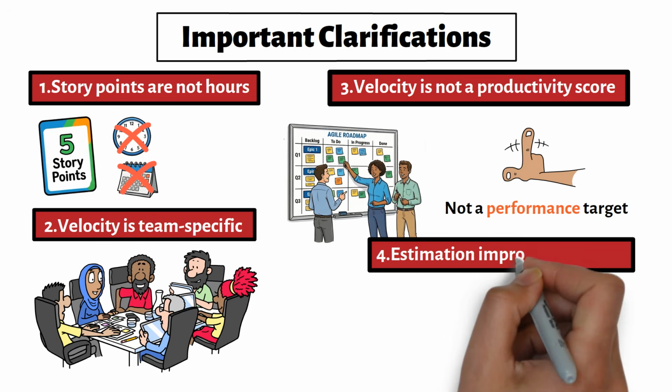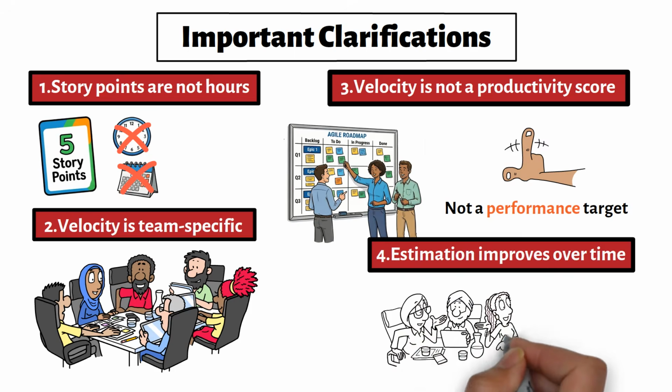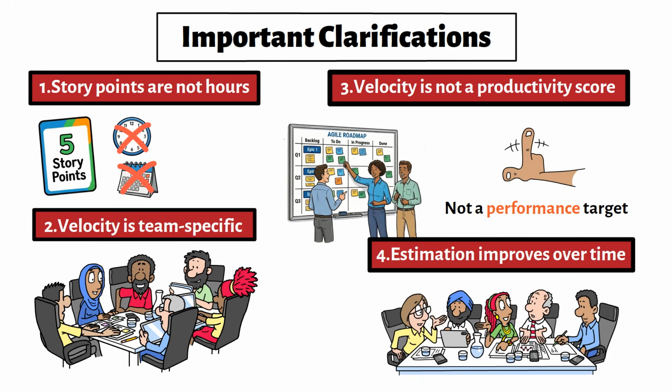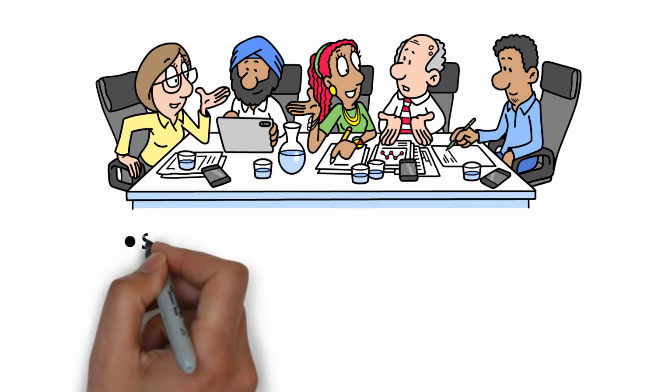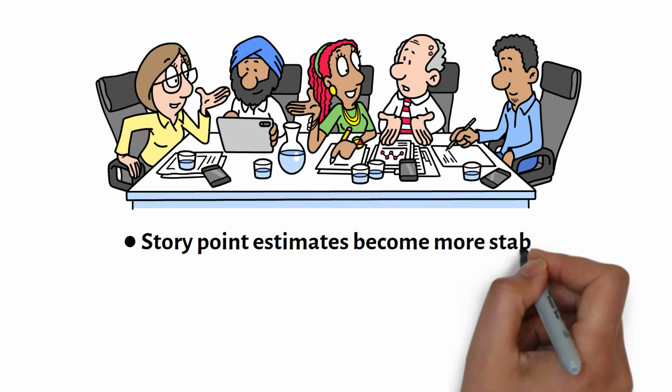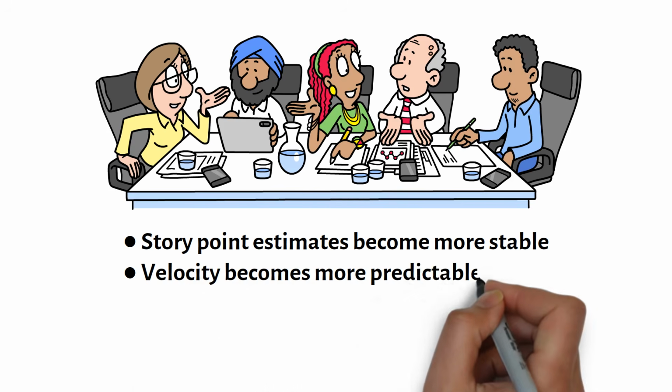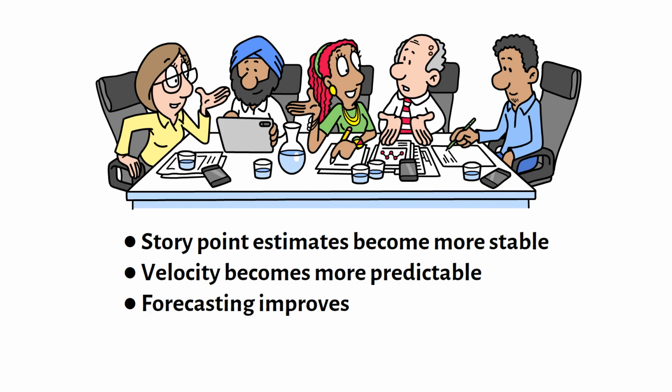Finally, estimation improves over time. As teams complete more work together, they become more consistent. Their story point estimates become more stable. Their velocity becomes more predictable, and their forecasting improves.